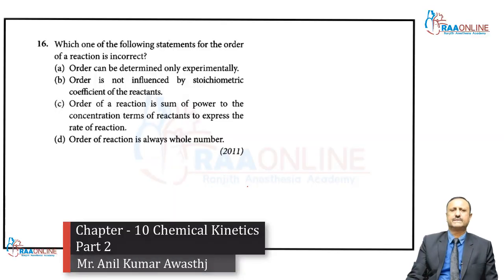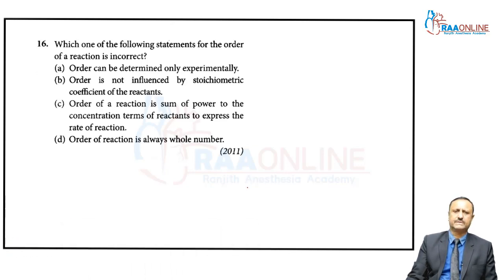Now my dear students, we can see question number 16. Which one of the following statements for the order of reaction is incorrect? Order can be determined only experimentally. Yes, this is correct. Order is not influenced by the stoichiometric coefficient of the reactants. Yes, not influenced. Order of reaction is the sum of the powers of the concentration terms of the reactants in the expression for the rate of reaction. It is the definition of order of reaction.